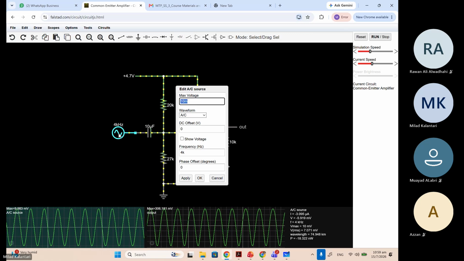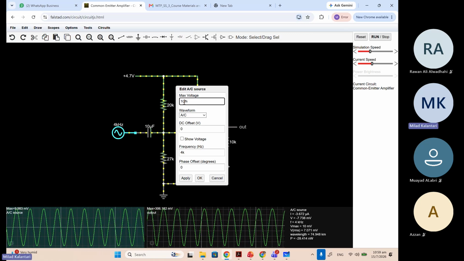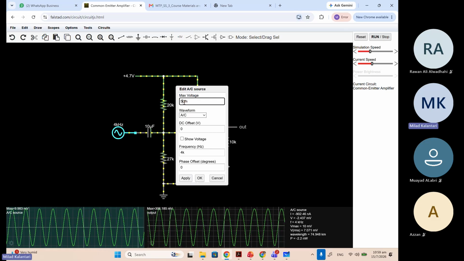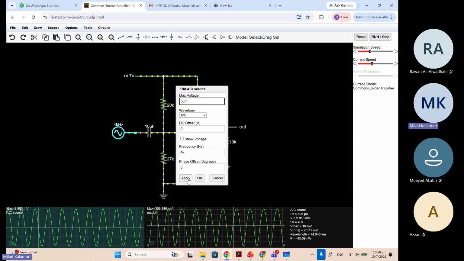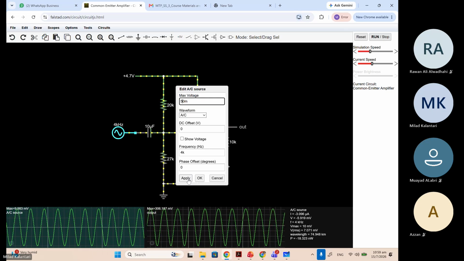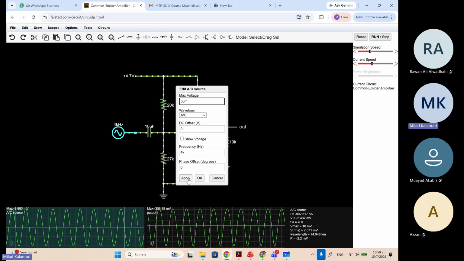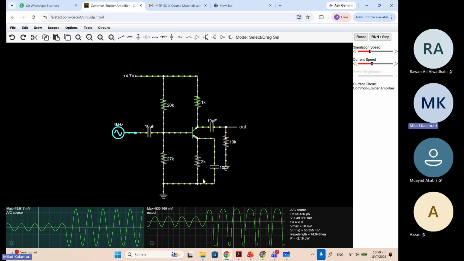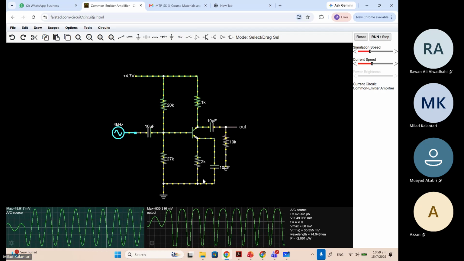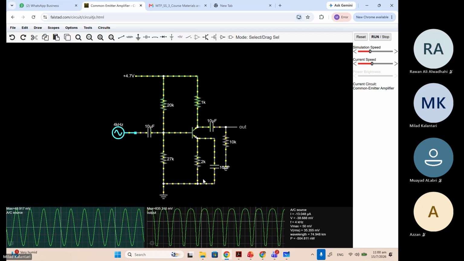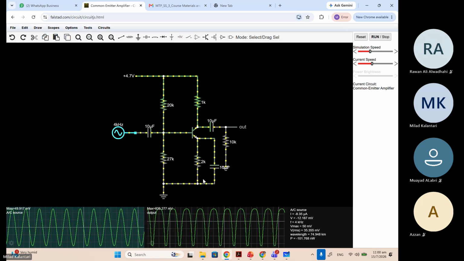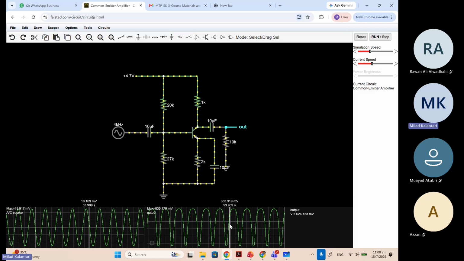So what if I increase it further? What do you expect if I increase the input like maybe 5 times more, like 50 millivolt? Be less than 1.5. So yes, from this we already know that, but some other thing you can also see will be happening. The waveform is changing, right? Why is this waveform changing?